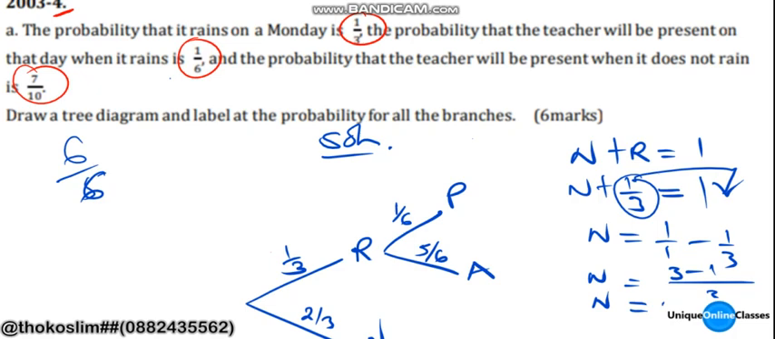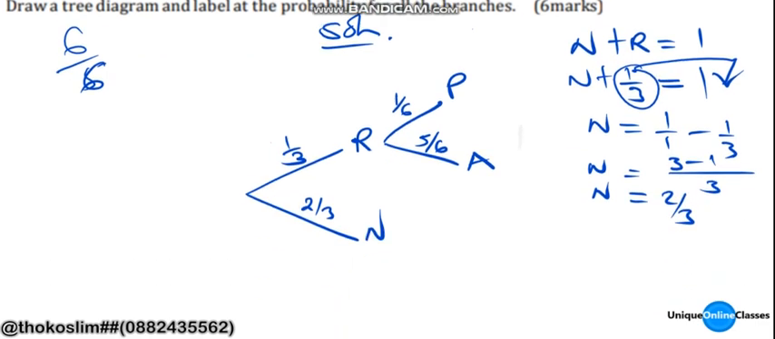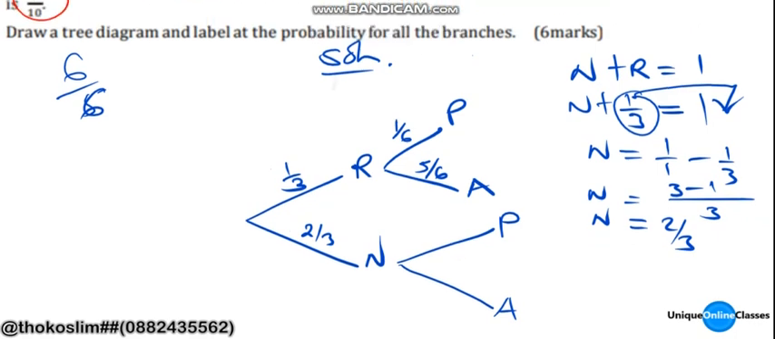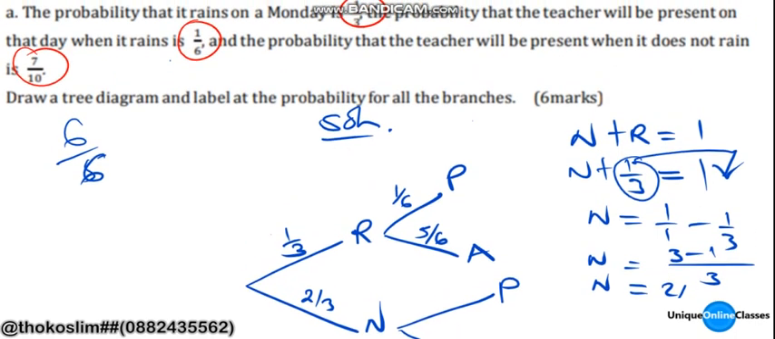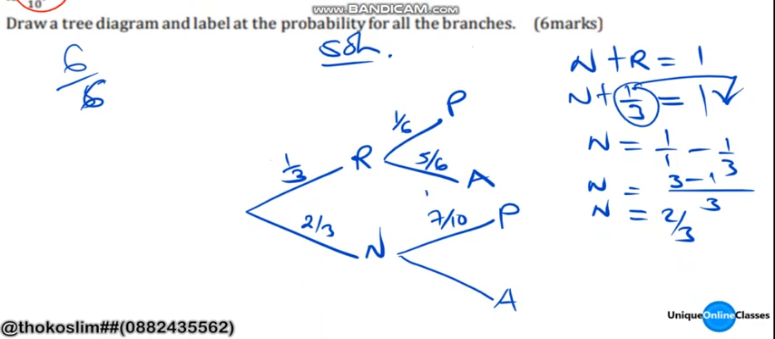And the probability that the teacher will be present when it does not rain, the same applies here. We have present and absent. When it does not rain, the presence of the teacher is 7/10. We must add 3 to 7 to carry 10/10, so the absent branch should be 3/10. From the branches, if we add each pair, it gets 1. The same applies here, it gets 1.